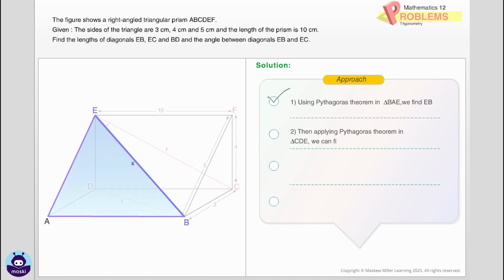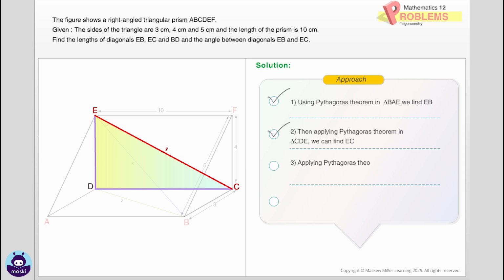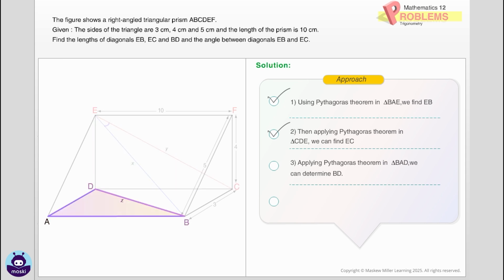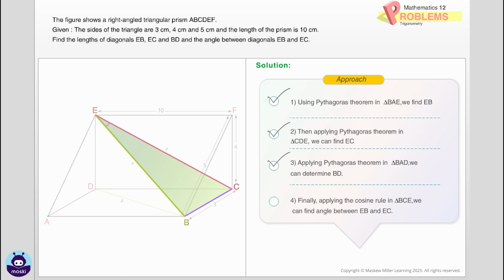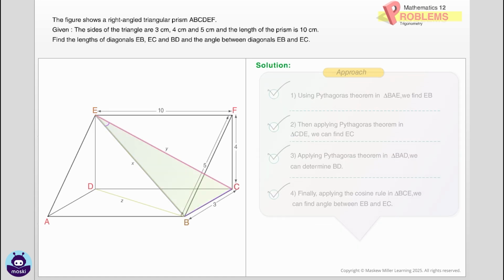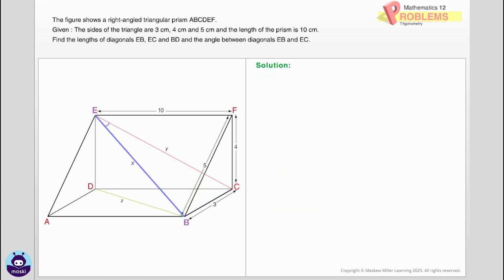Then, applying Pythagoras' theorem in triangle CDE, we can find EC. Applying Pythagoras' theorem in triangle BAD, we can determine BD. Finally, applying the cosine rule in triangle BCE, we can find the angle between EB and EC. Let us begin with finding the length of diagonal EB.